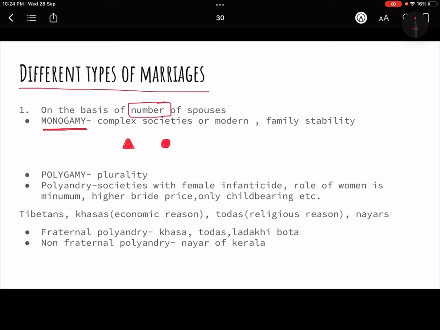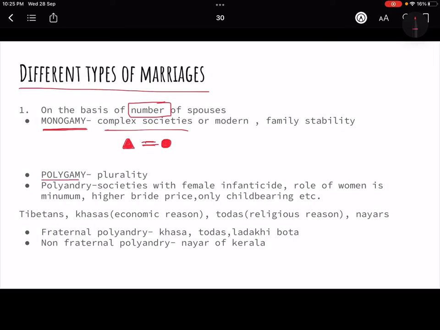So if they are married together, this will be a monogamy. That means one man, one wife, they are married to each other. This often happens in complex or modern societies, because today there is family stability and institutionalized norms. Often, only in complex societies will you find monogamy. That means one partner, one wife and one husband, right? But in many societies you will find polygamy as well.